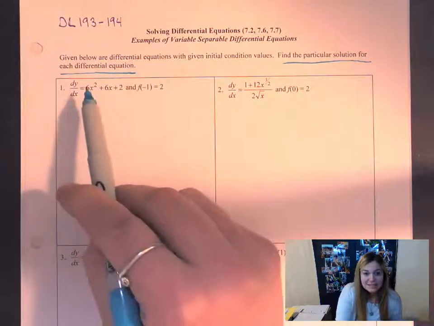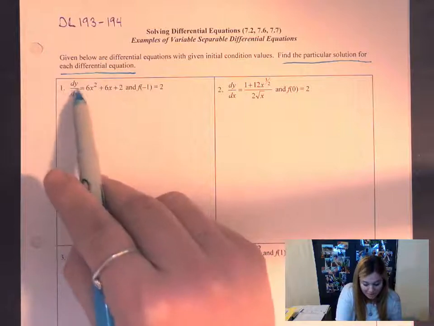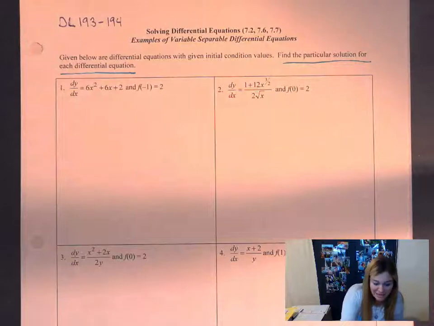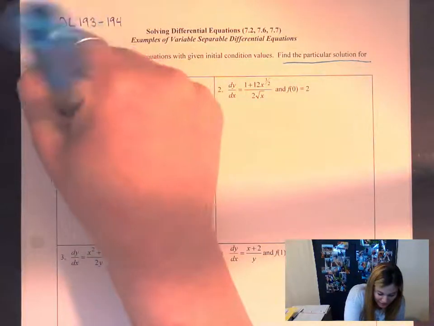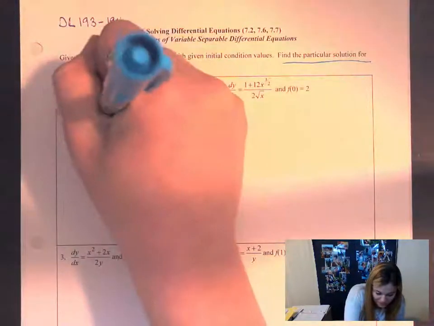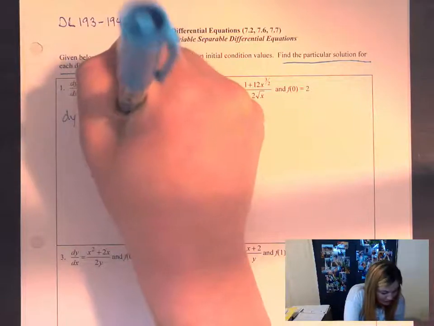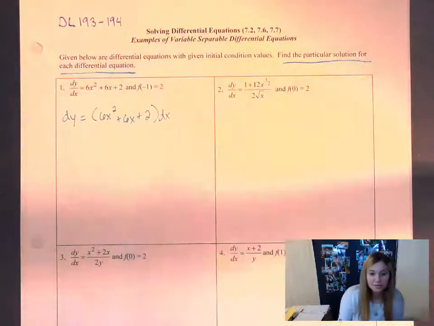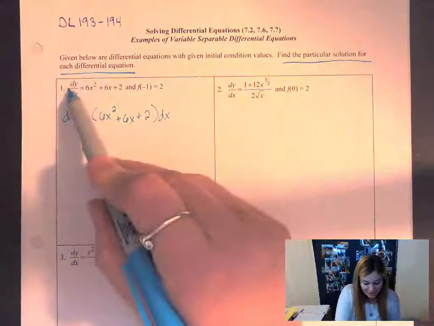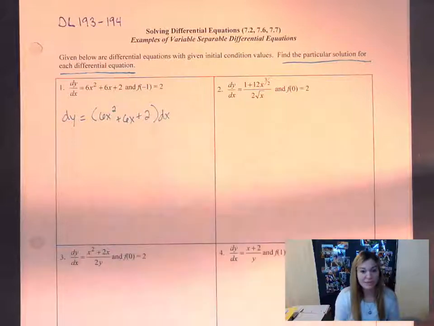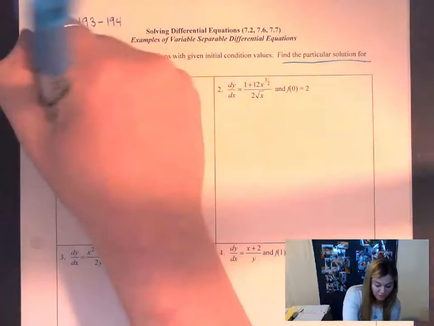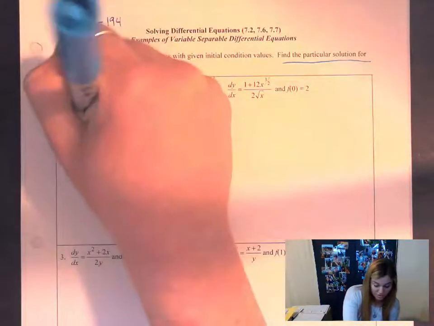So these are separable differential equations, and what I mean by that is that I want to get the dy over here, and I'm going to multiply both sides by dx. So if I do that, I get dy is equal to 6x squared plus 6x plus 2 times dx. So I multiplied this side by dx, and the x's would cancel out this side by dx, and I would be left with this. And so what I'm actually doing is now I can integrate both sides of this equation. So I've got the integral and the integral.